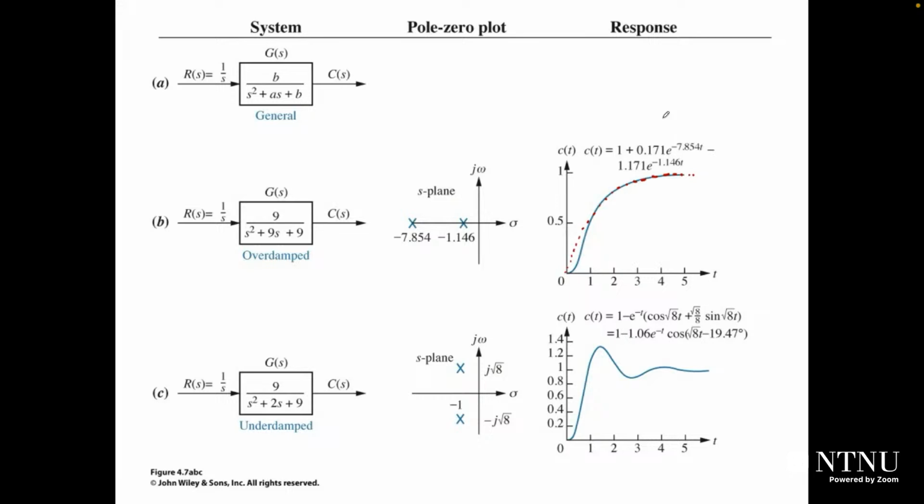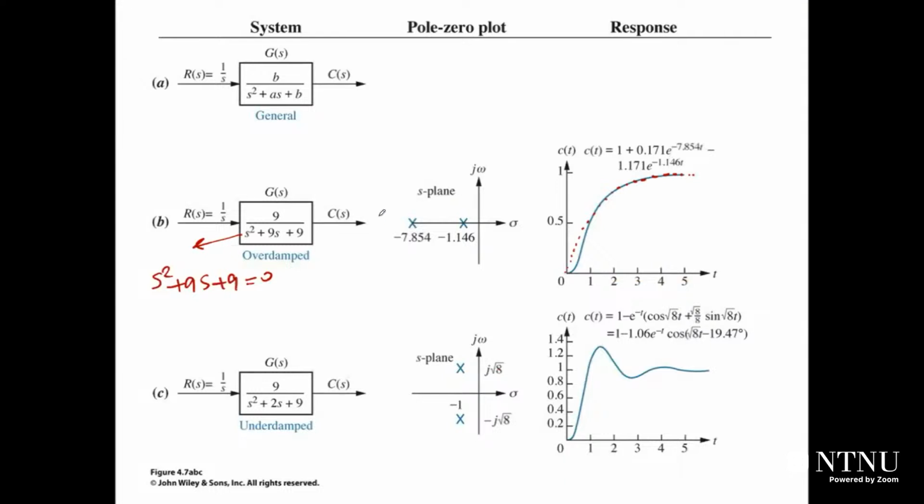right? So what will happen here? We need to find the characteristic polynomial or characteristic equation of the system. So it will be S squared plus 9S plus 9 equals 0. You can use the law because it's difficult to factorize it. So we can use this law, and you can find the roots. The roots will be minus 7.8 and minus 1.14. Both are real. Both are located on the real axis. When both are located on the real axis, your response will be overdamped.